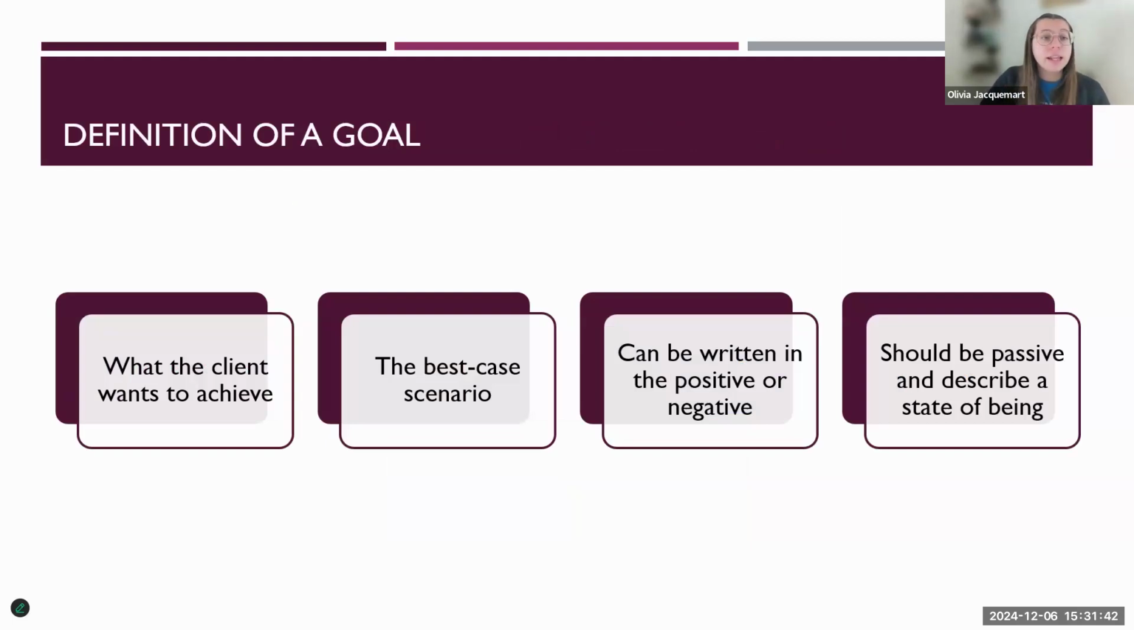So I just want to go really quickly into the definition of a goal. The goal is super, super important. And it is of utmost importance that we ask the client what they want out of their treatment. What are your best hopes for treatment? What will tell you when you don't need services anymore? So the goal is going to be that best case scenario. And then this could be written in a positive or negative. The goal should be passive and describe a state of being.